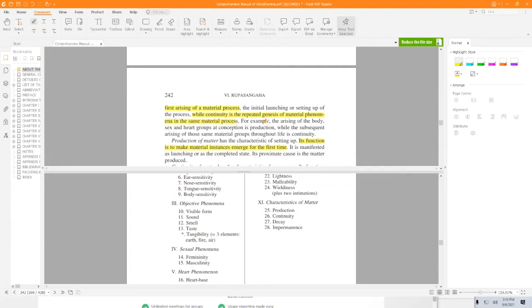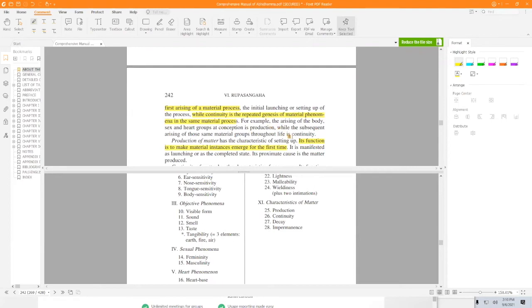Maybe here we have an example given in the case of a human existence. At conception, the arising of the body, sex determination, and the heart base is production, first arising, while after they first arise, they continue to be produced continuously throughout life. So that would be continuity.